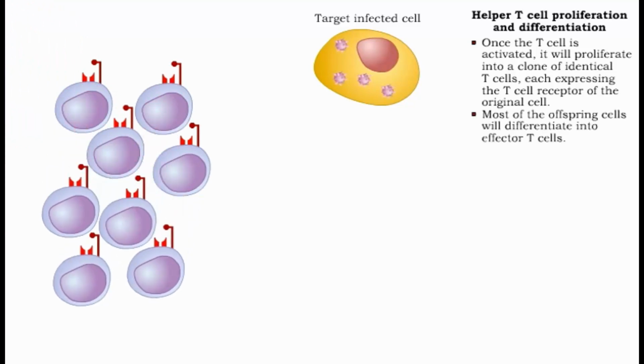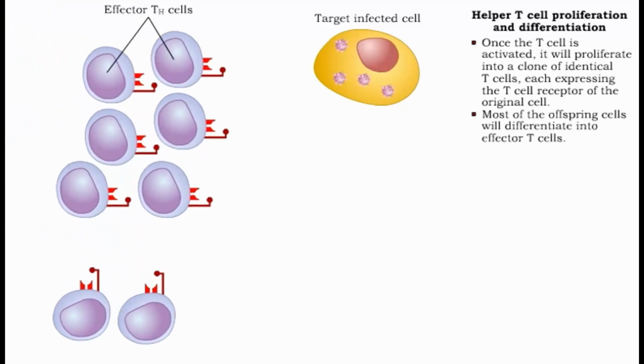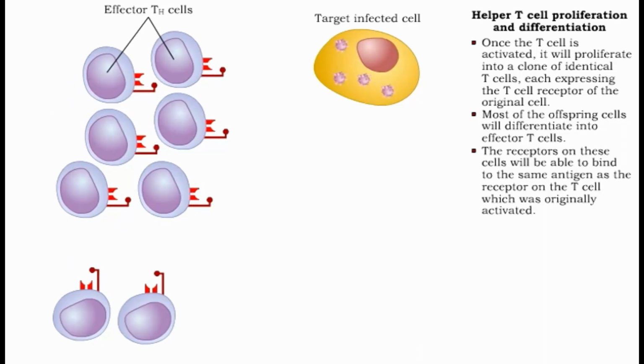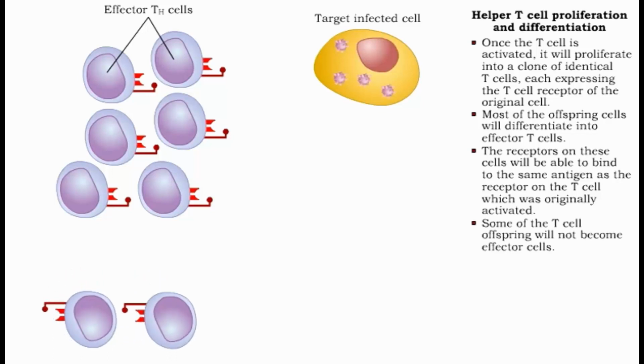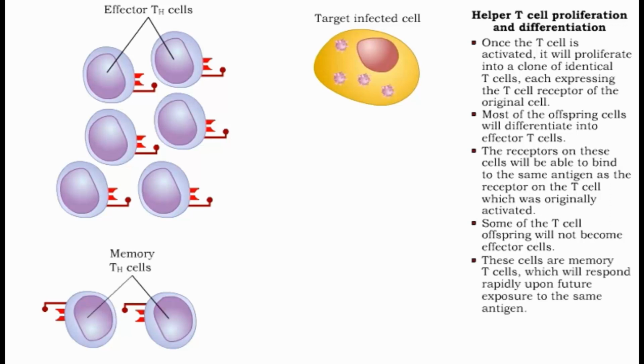Most of these new cells differentiate into effector T cells. The receptors on these cells are able to bind to the same antigen as the receptor on the original T cell. Some of the T cell offspring will not become effector cells, but remain as memory T cells, which will respond rapidly upon future exposure to the same antigen.